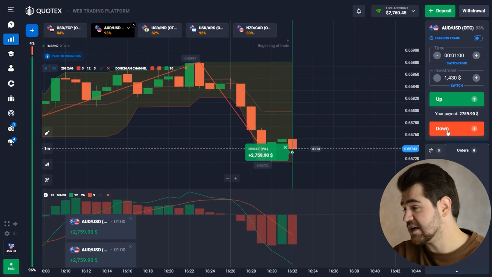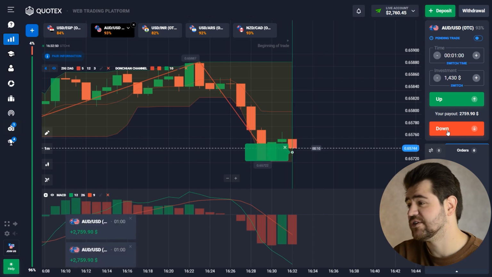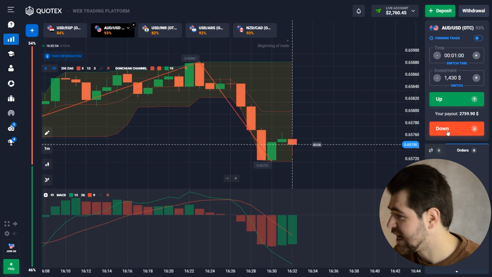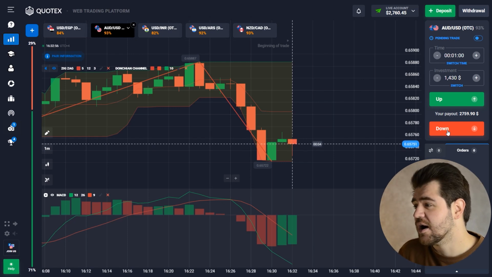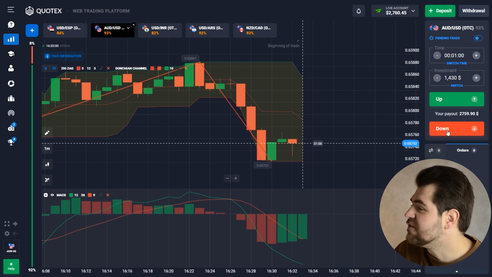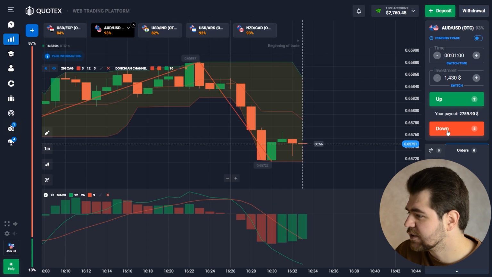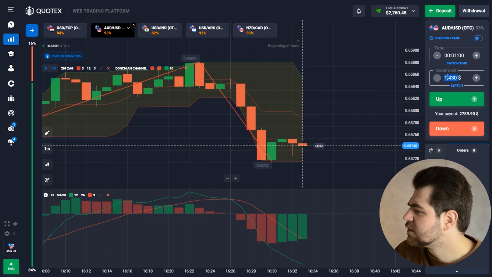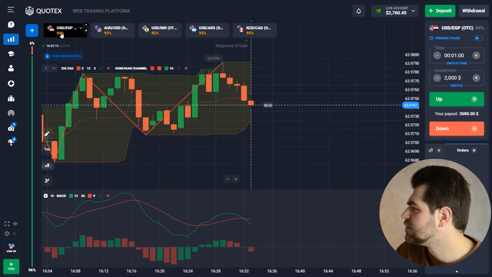Here is the profit, guys. $2,759 from this option, and we're gonna go ahead and place 2K for the next option towards our next investment. And let's have a look. Let's put 2,000 and go to this currency.